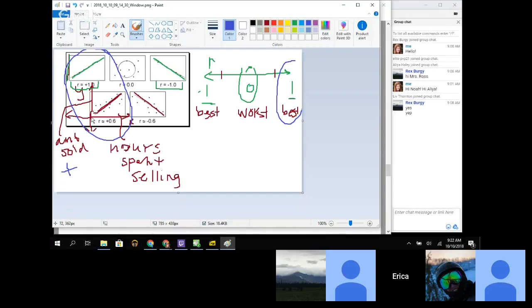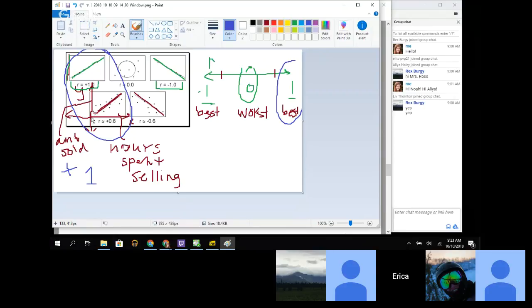Okay, because when one thing increases, the other increases, right? It's like a direct variation. When I spend more hours selling my Girl Scout cookies, I increase the amount that I sold. Those are a positive correlation. And that's when we have a +1. We're aiming for a +1 R correlation.